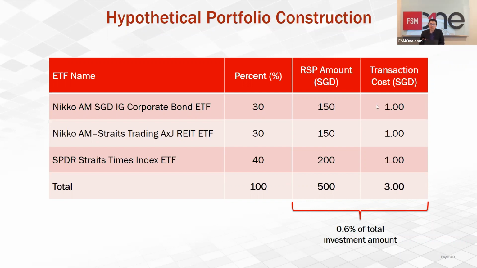have. So in this case, you have 3 RSPs inside your portfolio. So you are paying $3 transaction fee for this particular portfolio every month with every $500 invested. So that's about 0.6% of your total investment amount.